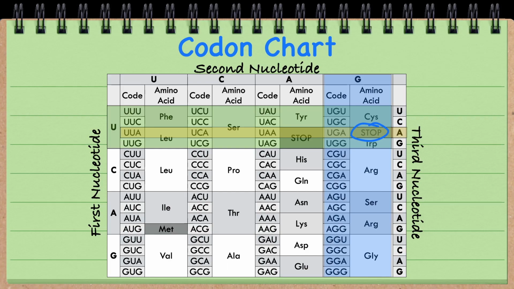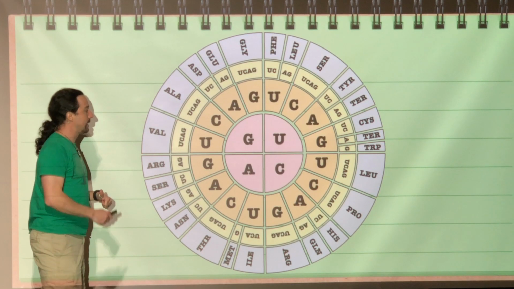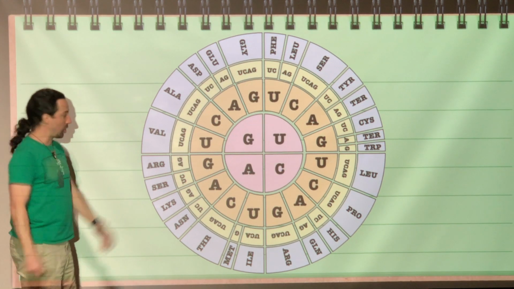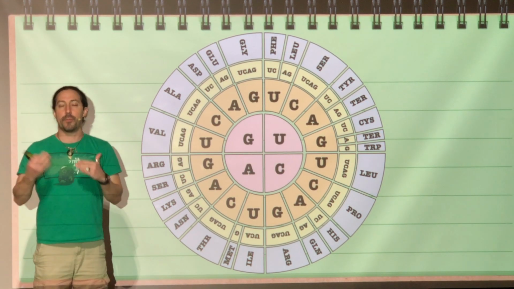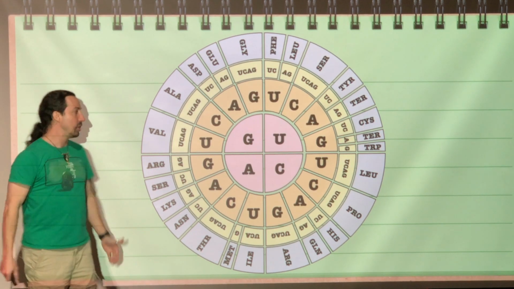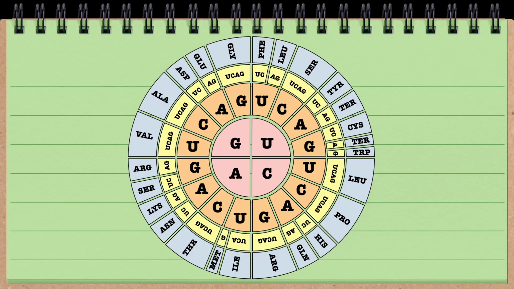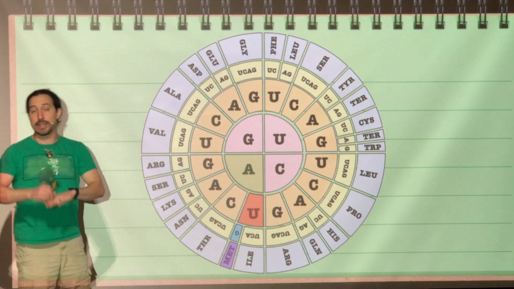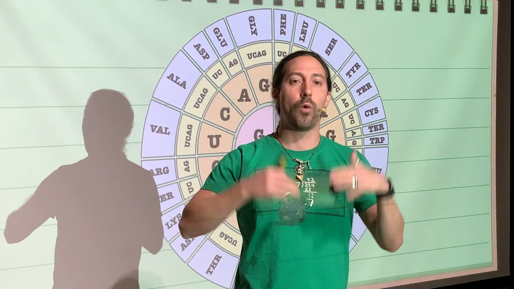The other type of codon chart looks like this. It is a pie codon chart. I'm going to use the exact same codons, but I'm going to show you how you read this chart. You read it from the center out. So AUG would be, starting from the center, A, and then U, and then G, and you can see again that that still codes for methionine. It's the exact same information, just laid out in a slightly different way.